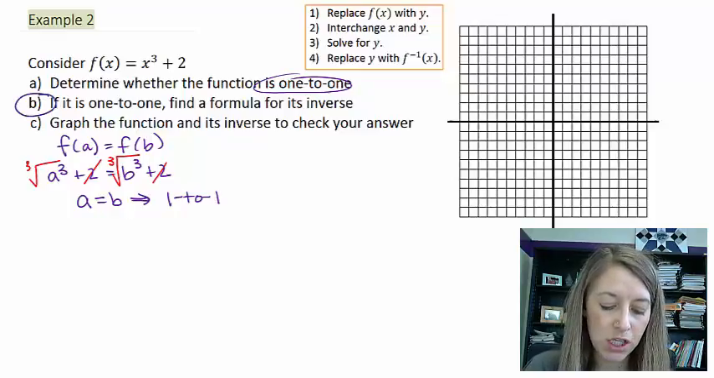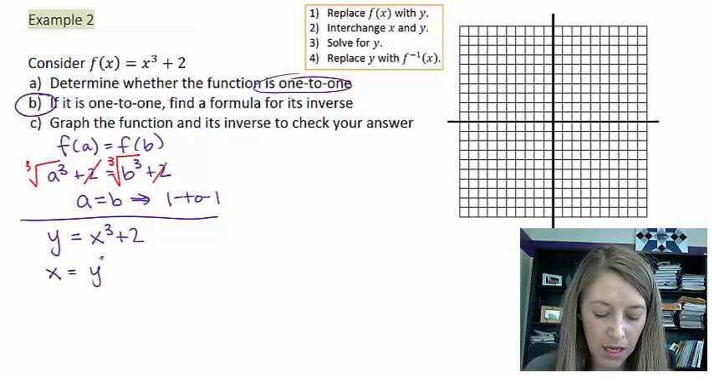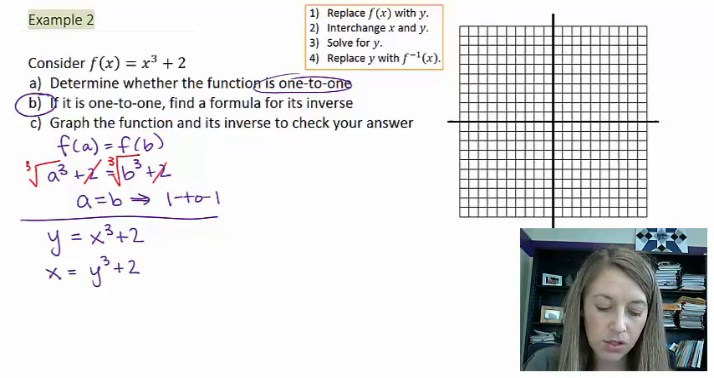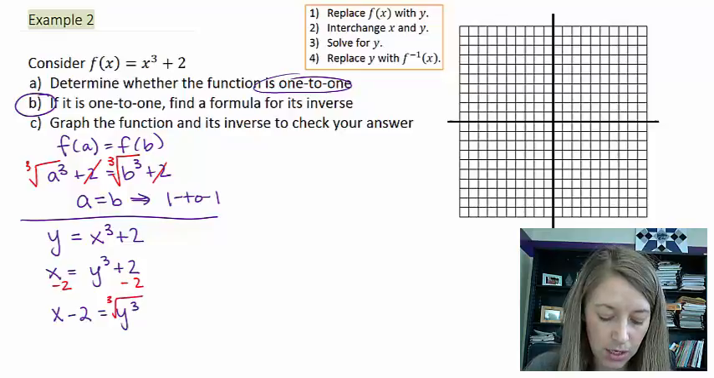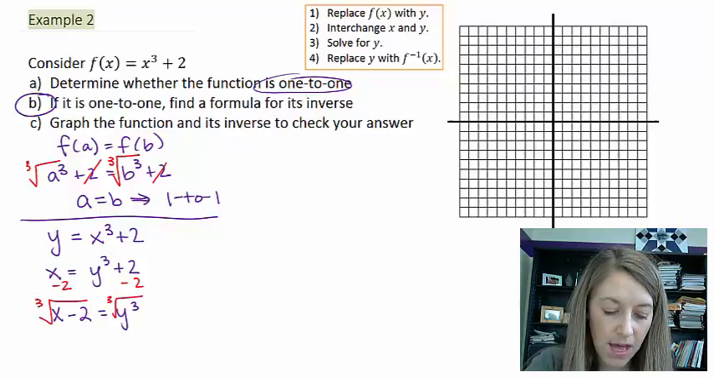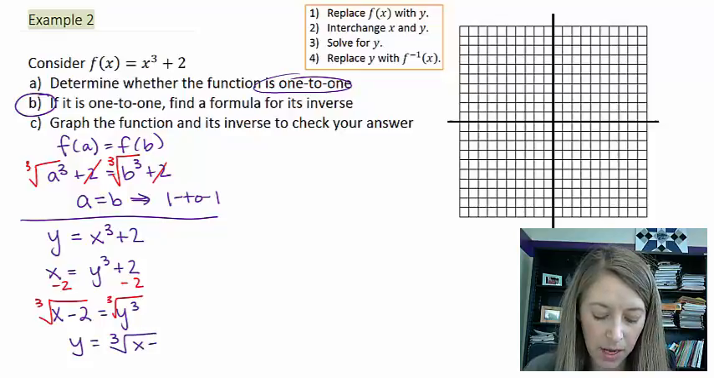All right, now we actually want to find the inverse. So I have y is equal to x cubed plus 2. Interchange my x and y. So x is equal to y cubed plus 2. And now solve for y. So I need to subtract 2 from both sides. So it gives me x minus 2 is equal to y cubed. To get rid of the cube, I need to cube root it. And so that tells me that y is equal to the cube root of x minus 2.